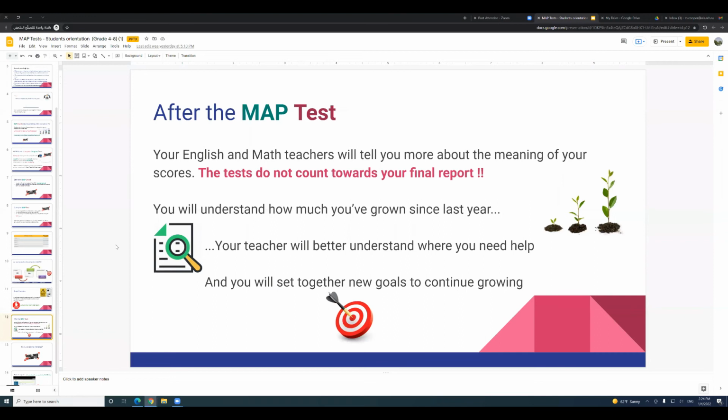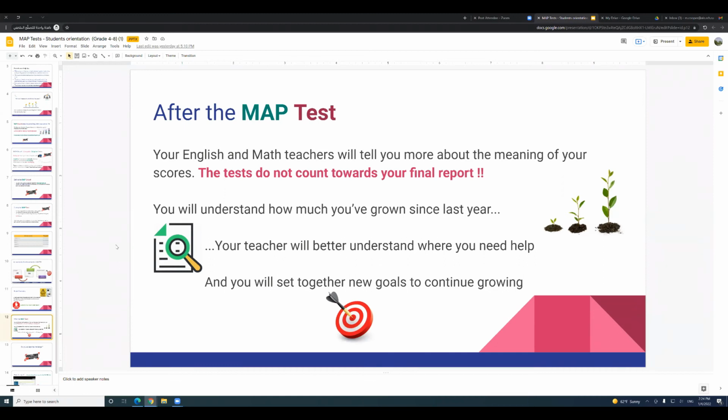So after the MAP test, the English and math teachers will be given a report, and the managers here in the school have a report. We look at it, we analyze it, and we try to find what your strengths and weaknesses are as an individual student. And we also analyze our strengths and weaknesses as a school.